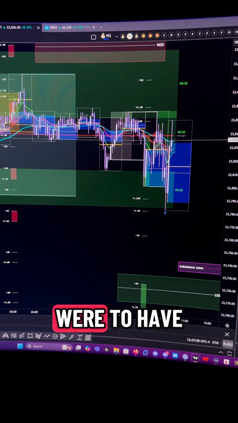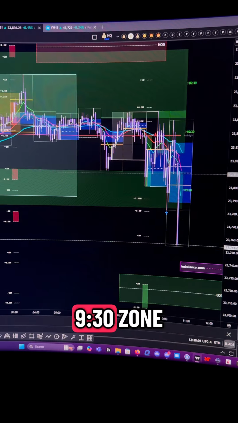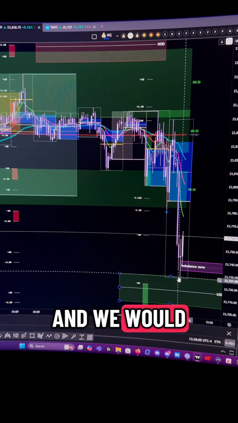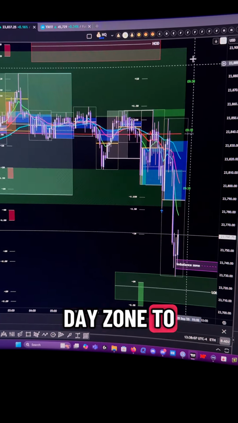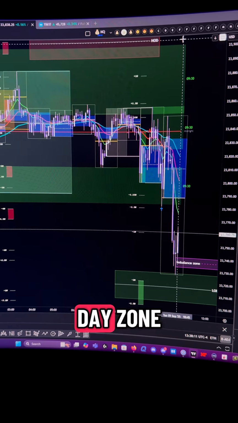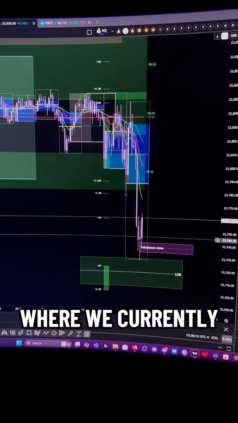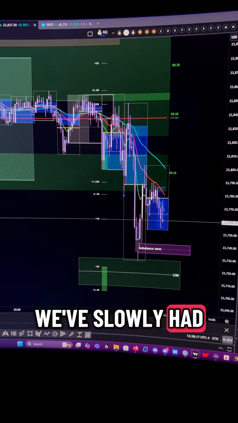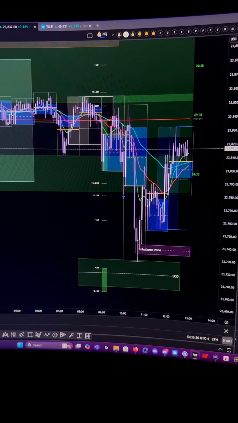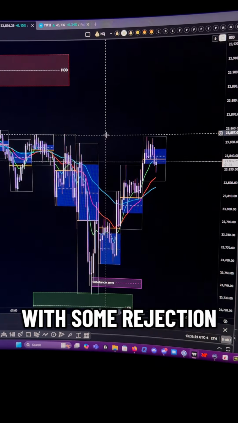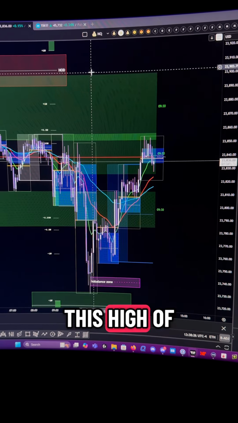So if you were to have shorted in that 930 zone, we would have eventually taken out our imbalance, and we would have gotten into our low of day zone to set up our long to try to get back into our high of day zone. And this is where we currently are. Throughout the day, we've slowly had this grind back up, and now we're trying to get through this zone with some rejection to try to get back into this high of day zone.